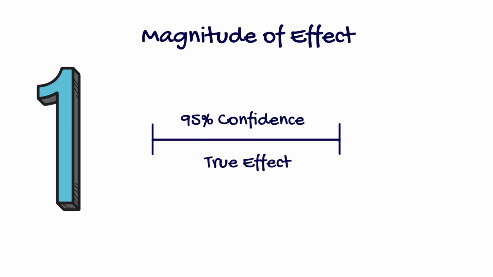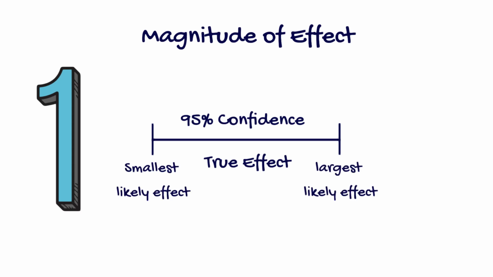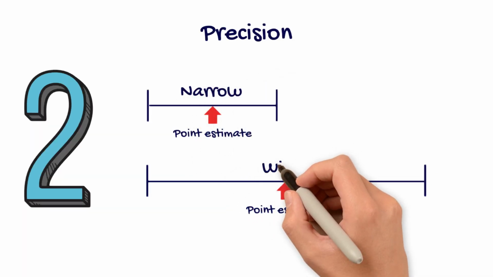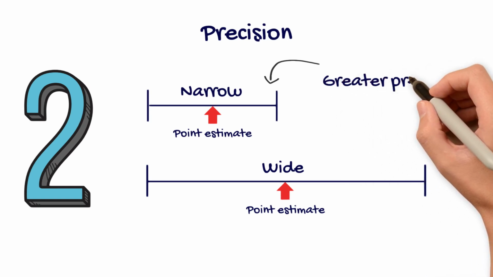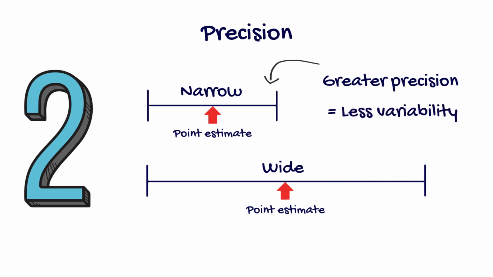This range gives us a better understanding of the potential magnitude of the true effect. By examining the upper and lower bounds of the interval, clinicians can determine the smallest and largest possible effect sizes that are likely to occur. Second, the width of the confidence interval reflects the precision of the effect estimate. In other words, how much uncertainty there is in the outcome. A narrower confidence interval surrounding the point estimate provides greater precision to the estimate and less variability. This information is valuable as it helps clinicians evaluate how much variability there may be in the outcome when the intervention is provided to patients.